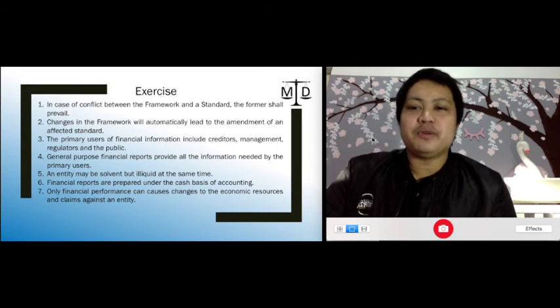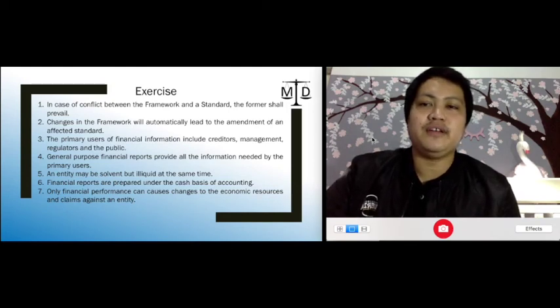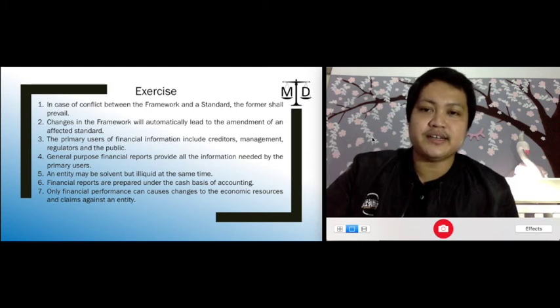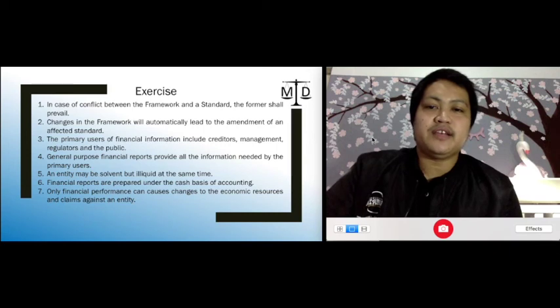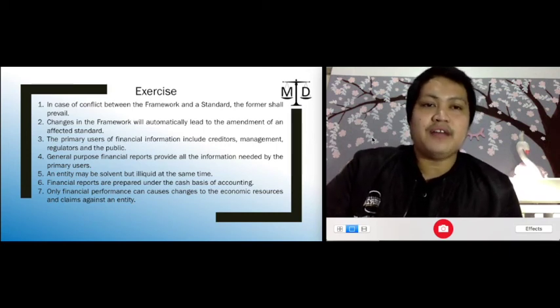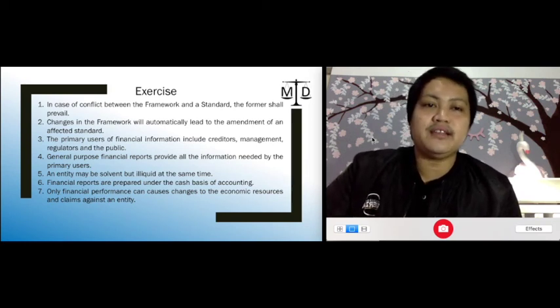Number 6, financial reports are prepared under the cash basis of accounting. Again, this is false because financial reports are going to be prepared using the accrual basis of accounting. Number 7, only financial performance can cause changes to the economic resources and claims against an entity. This is also false because aside from financial performance, economic resources and claims against the entity may change as a result of other transactions, such as the issuance of additional equity or debt instruments.